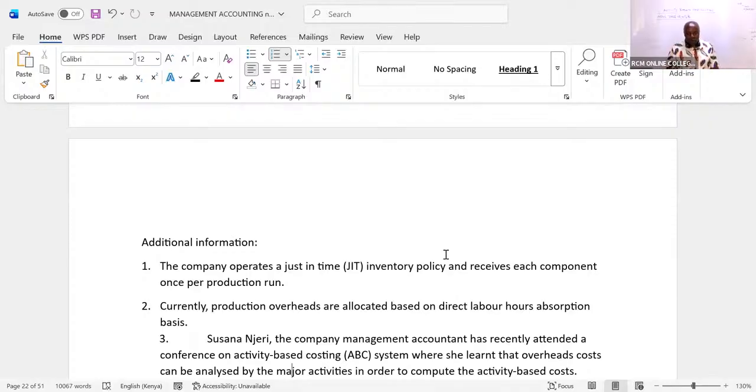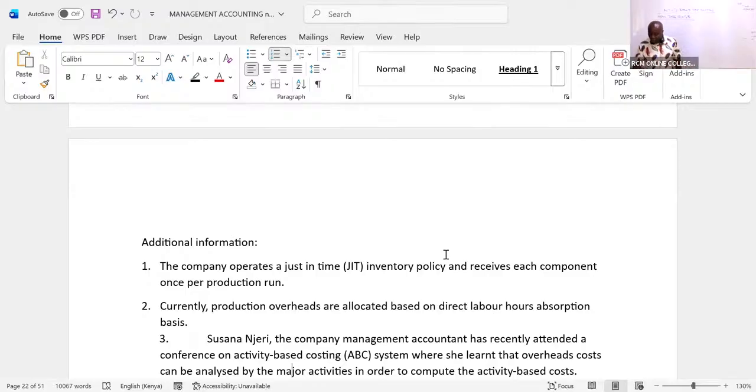We don't have stores under JIT. So if it's a hotel, we want to use some kale, sukuma wiki, we shall not be having a store of sukuma wiki. No, we simply bring these sukuma wikis as they are requested by our customers. We cook them immediately. So there is nothing like storage.